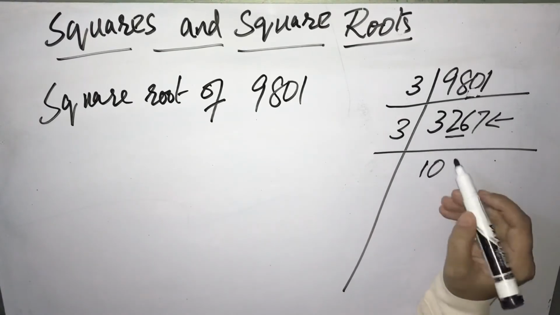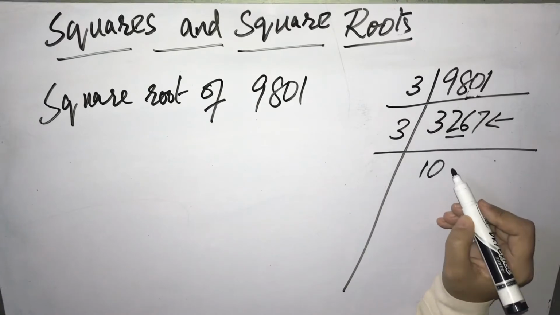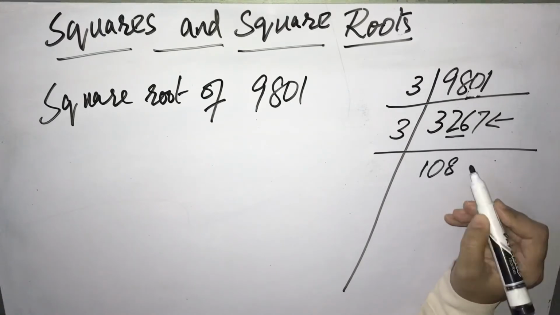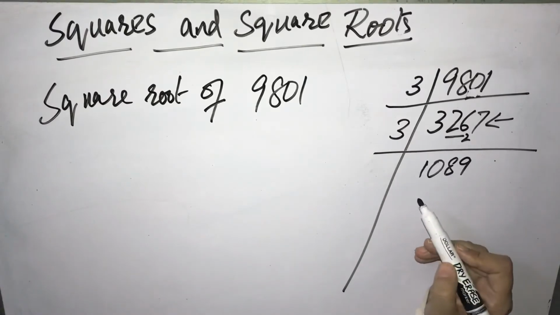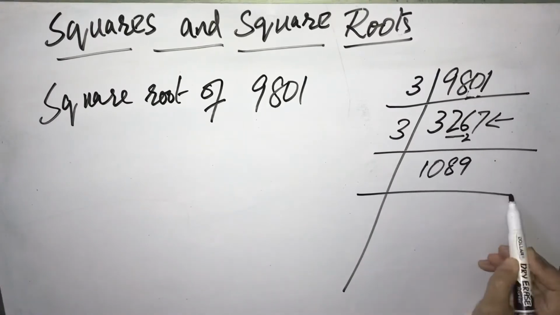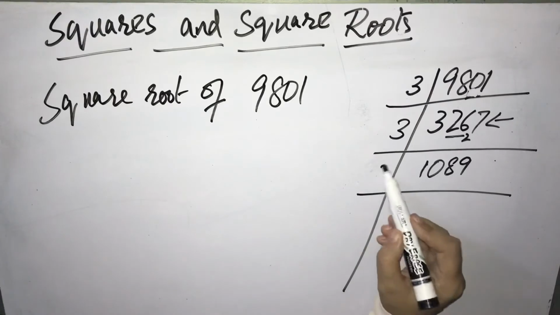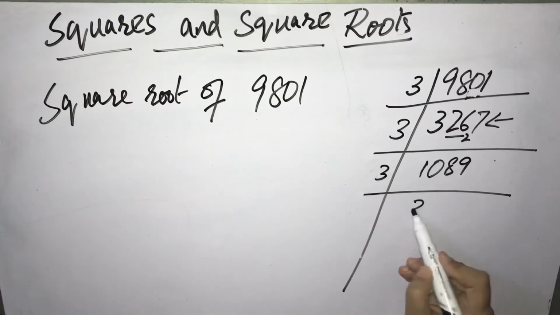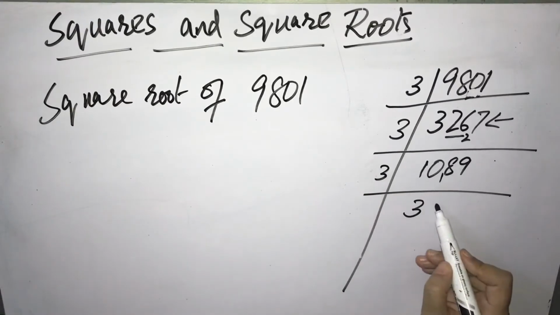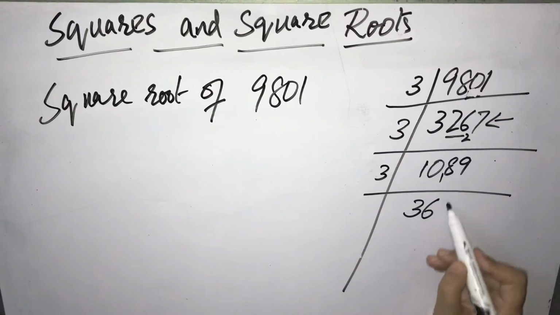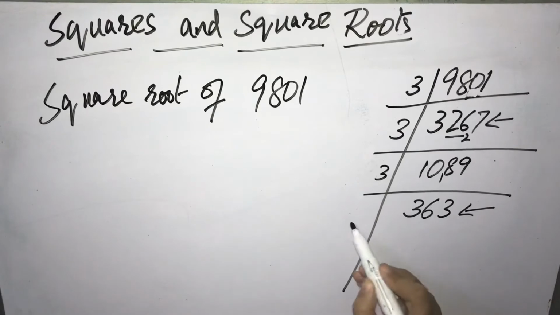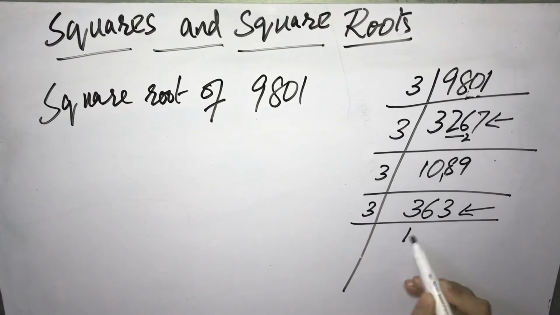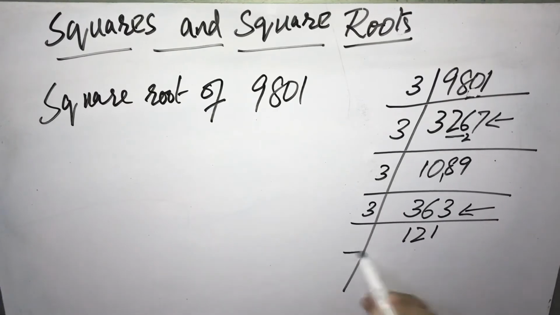Now 26, 3 8s are 24. 3 9s are 27. Again with 3, 3 3s are 9, 10, 3 6 are 18, 3 6 are 9. As there is a third 3, so we must have a fourth 3 to make the pair. 3 1s are 3, 3 2s are 6, 3 1s are 3.